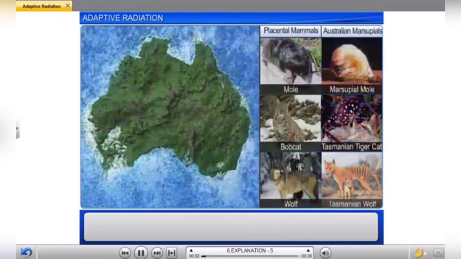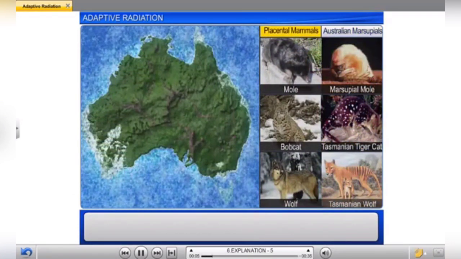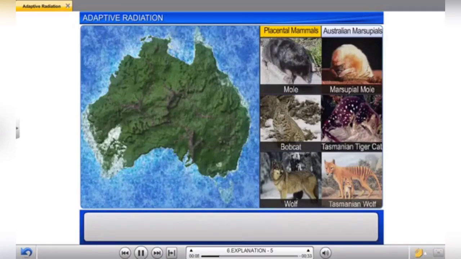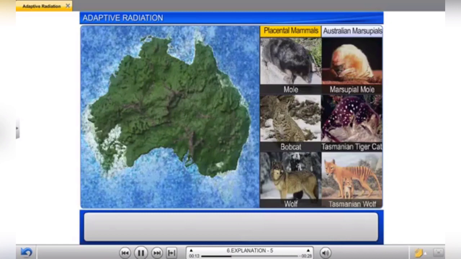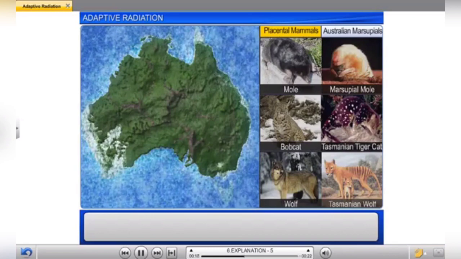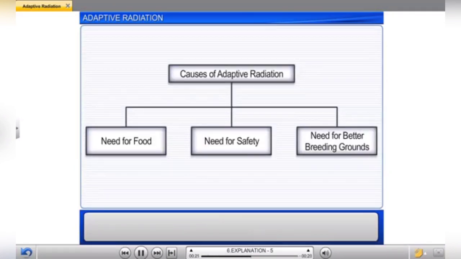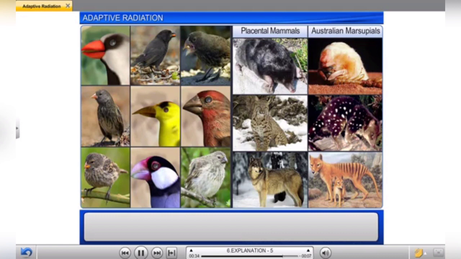Interestingly, on comparing marsupials and placental mammals of Australia, we find similar adaptive radiations between them. Although they have separate lineages, they resemble each other physically. Studies show that the impelling causes of adaptive radiation are the need for food, safety, and for better breeding grounds. Thus, the process of adaptive radiation illustrates how life forms have modified and evolved into new forms.